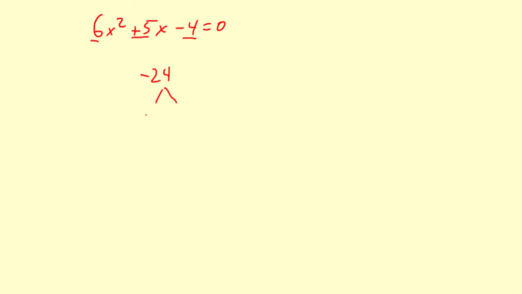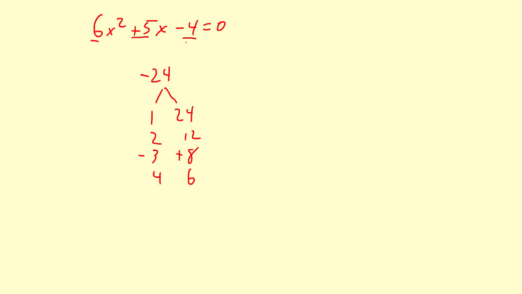So negative 24 factors to 1 and 24, 2 and 12, 3 and 8, and 4 and 6. And you can do different combinations of positives and negatives. Since we have a plus 5, the bigger number is going to have to be positive, the smaller number negative. So 1 and 24 won't work, 2 and 12 won't work. 8 and 3 will if you do negative 3 and positive 8. That adds to make 5, and they multiply to make negative 24. So you can factor by grouping.